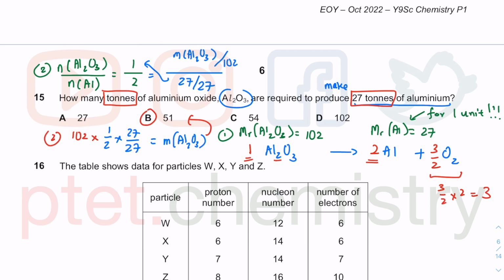Well, step 3 actually. Continuation from step 2 up there, going to that working, giving us 51 tons of aluminium oxide that is needed to give me 27 tons of aluminium.